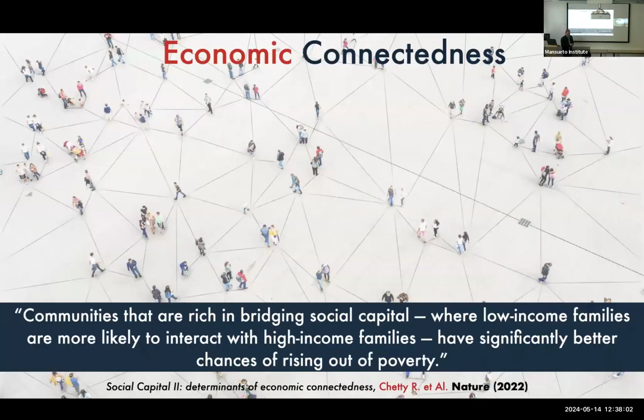There are a couple of papers by Chetty in Nature in the last two years. They basically try to envision this idea of economic connectedness: that communities that are rich are the ones able to bridge social capital. So we need communities and cities that are more inclusive, and so are able to connect and interconnect people from different backgrounds. Not only religious, cultural, or educational backgrounds, but also at the economic level. So there are different approaches that start to study how people interact within cities using mobile phone data.